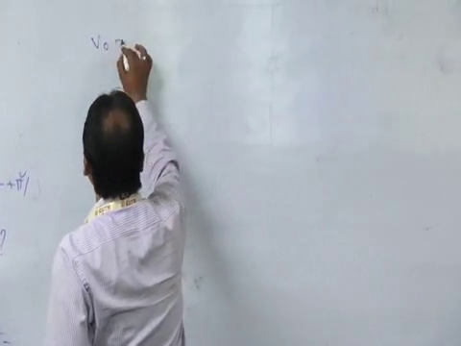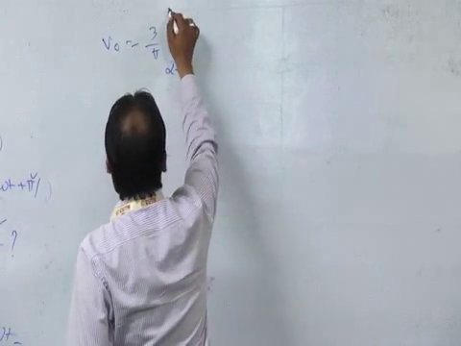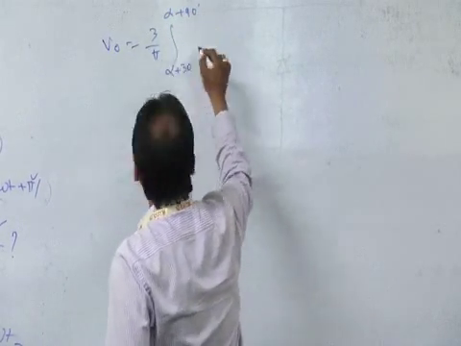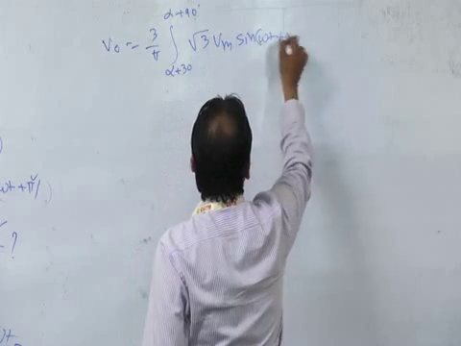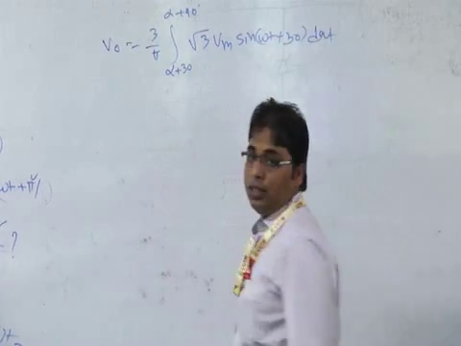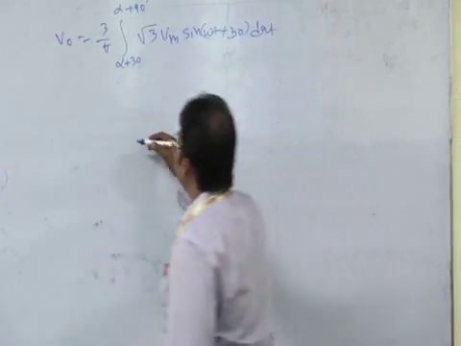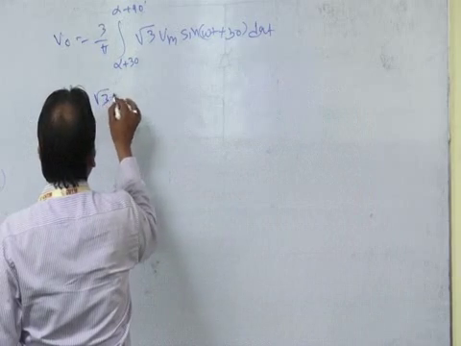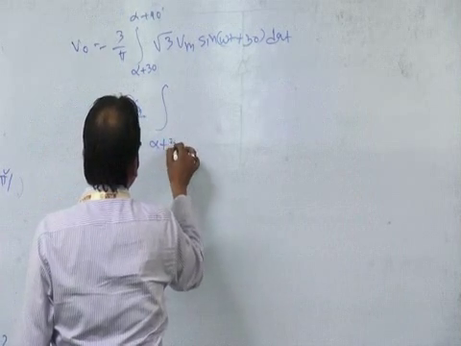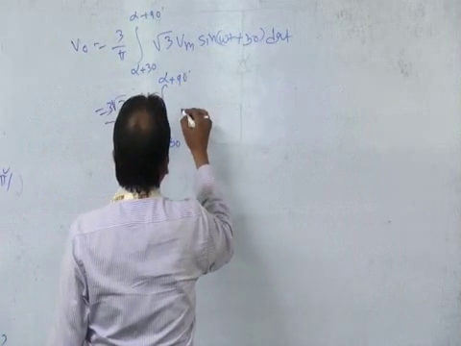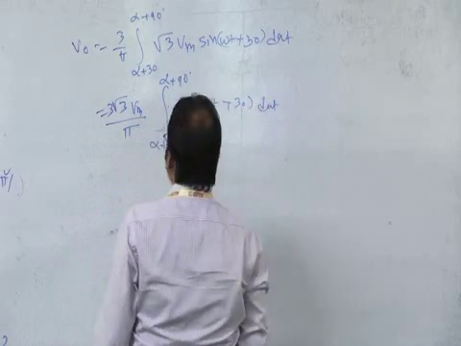So your output voltage is equal to 3 by pi integration from alpha plus 30 to alpha plus 90 degree root 3 Vm sin(omega t plus 30) d omega t. This is my function. Pi by 6 means how much? 30 degree, right? Okay. So just take out common: 3 root 3 Vm by pi, integration from alpha plus 30 to alpha plus 90, sin(omega t plus 30) d omega t.